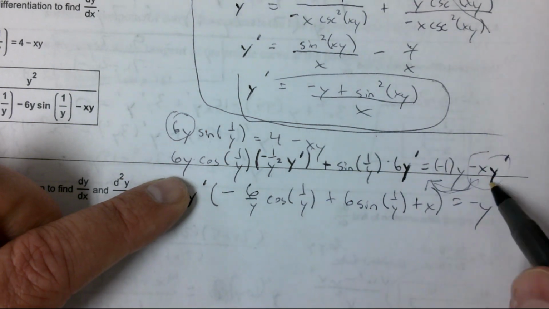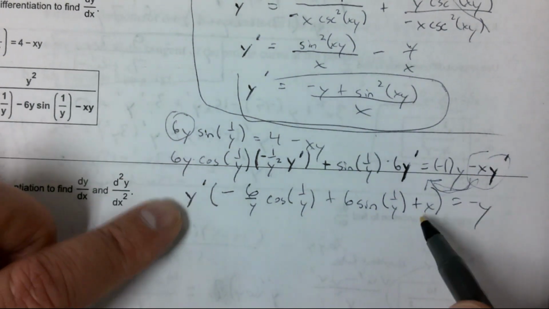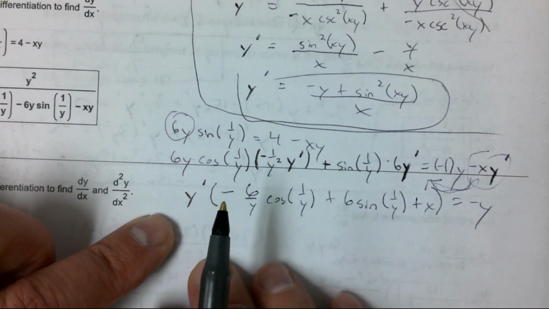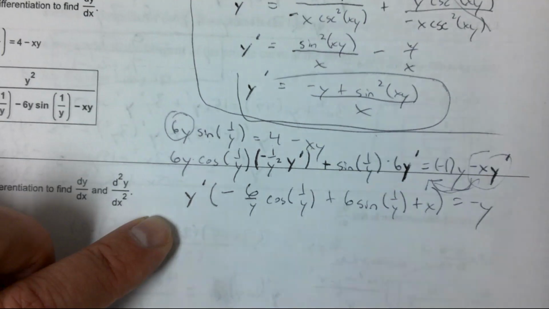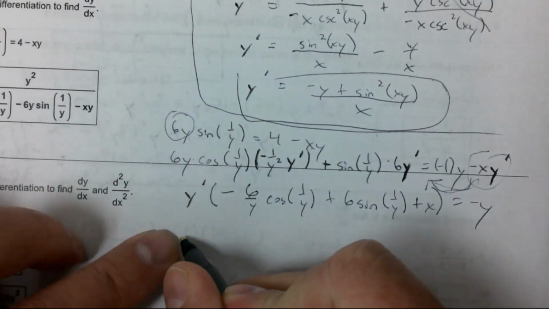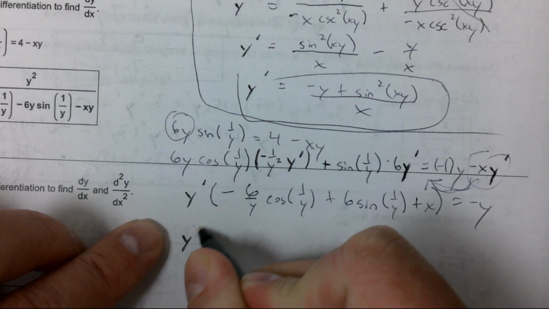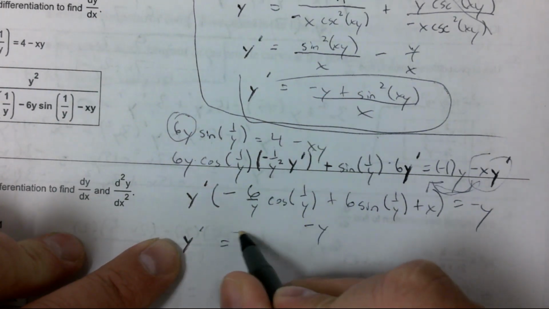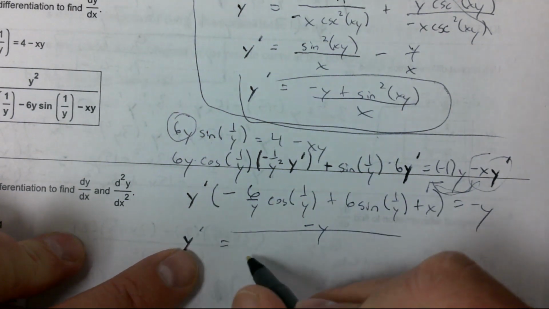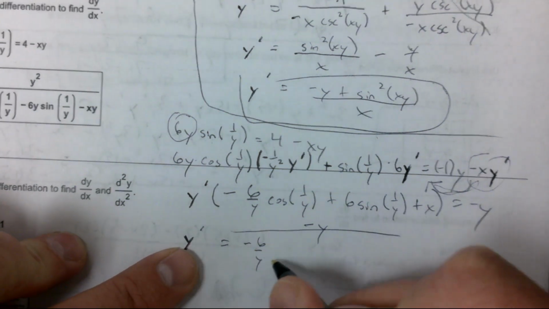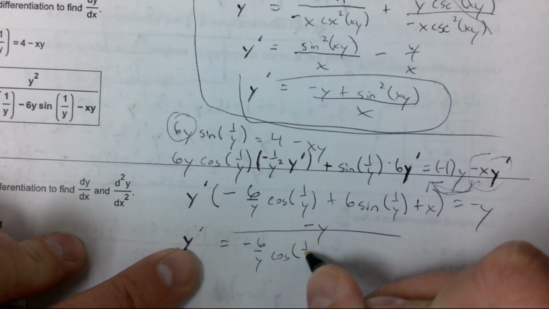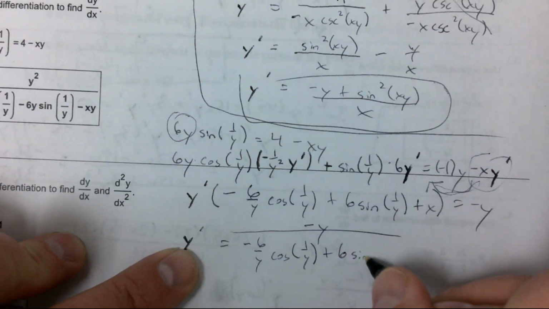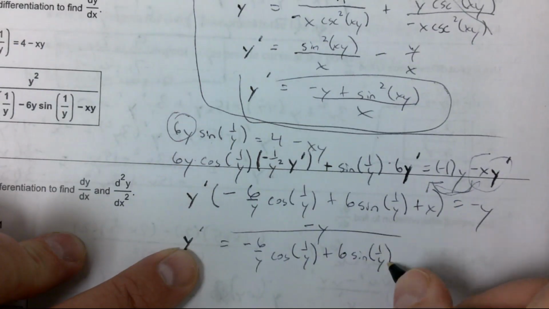I did a plus xy prime, and so I just put plus x there because that's like this. So that looks all right. So then we have y prime equal, keep the negative y on top, and this is where we have negative 6 over y cosine 1 over y plus 6 sine 1 over y plus x.